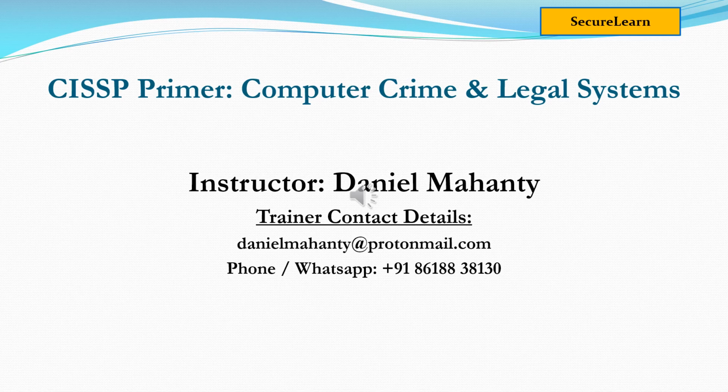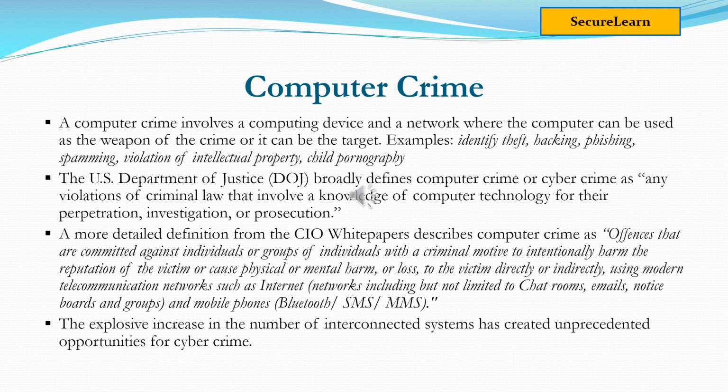In this series, we will be discussing various topics from the CISSP Common Body of Knowledge. In this video, we will talk about computer crime and legal systems. A computer crime involves a computing device and a network where the computer can be used as the weapon of the crime or it can be the target of the crime. Examples of computer crime are identity theft, hacking, phishing, spamming, violation of intellectual property, and child pornography.